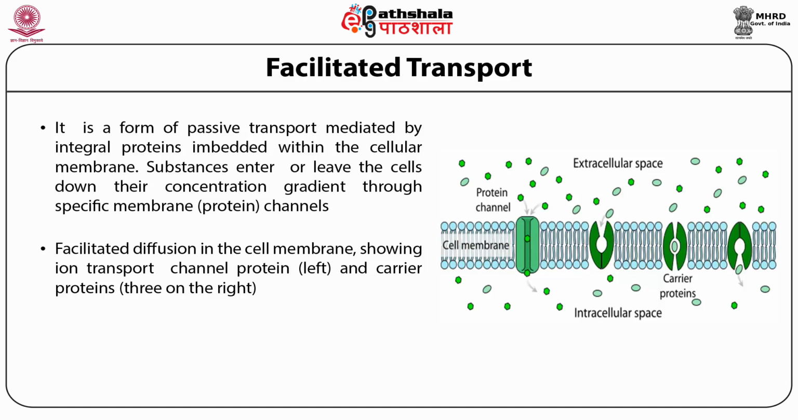Simple diffusion allows small nonpolar molecules to pass between the phospholipids to enter or leave the cell in the direction of the concentration gradient. Oxygen and carbon dioxide enter or leave the cell by simple diffusion. Facilitated transport depends on molecule size, lipid solubility, and concentration gradient. The transmembrane channels that permit facilitated diffusion can be open or closed.